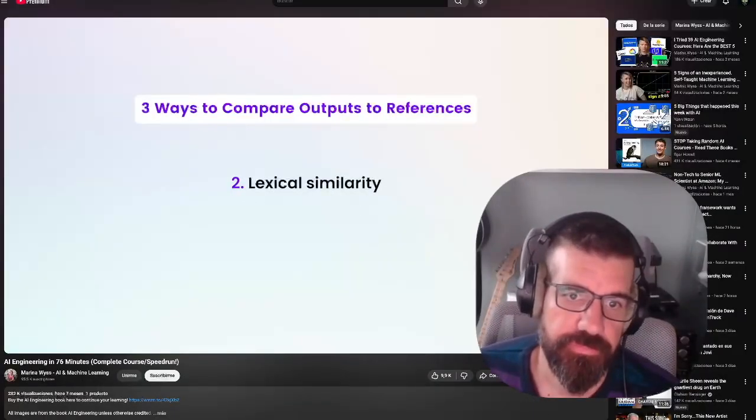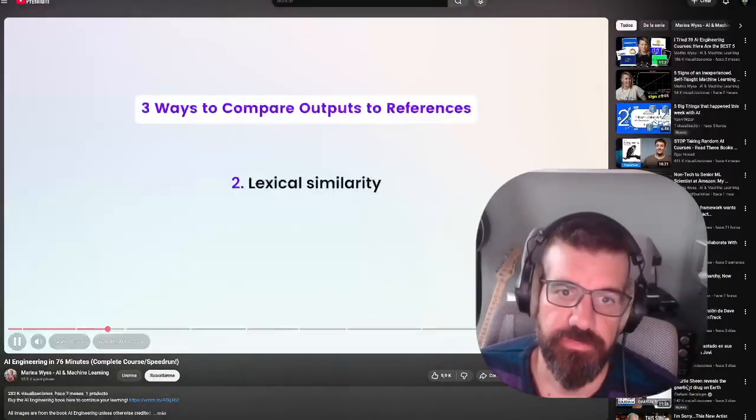Second, lexical similarity, a continuous measure of how much the tokens overlap between the output and reference. This can use techniques like edit distance, how many changes are needed to transform one text into another, or n-gram overlap metrics like BLEU and ROUGE. The drawback is that you need a comprehensive set of reference responses, and the references themselves can be wrong. Plus, higher lexical similarity doesn't necessarily mean a better response. There are many ways to express the same idea.